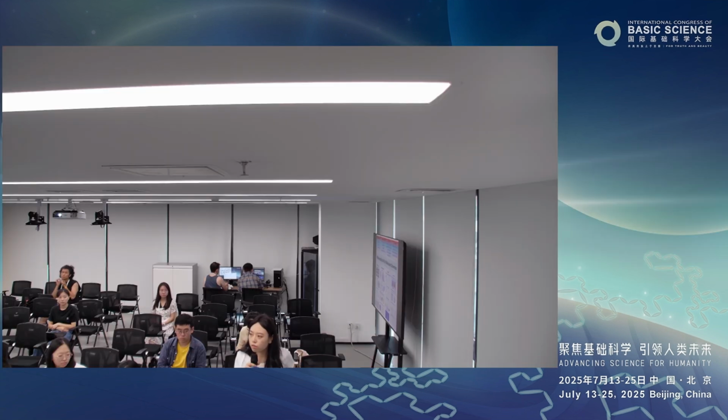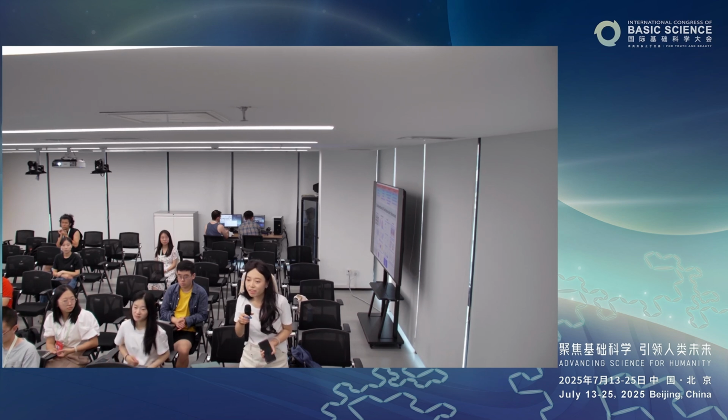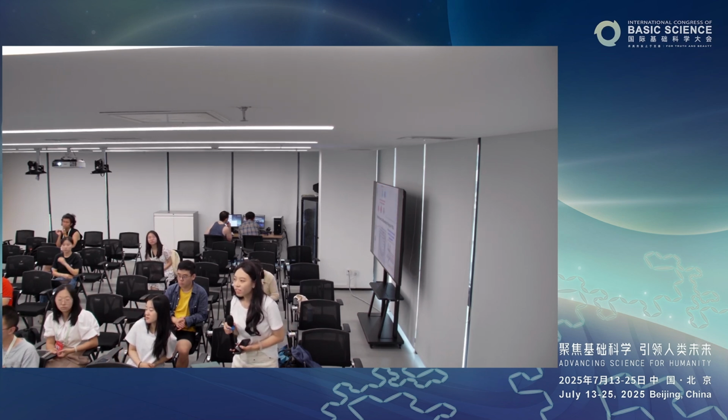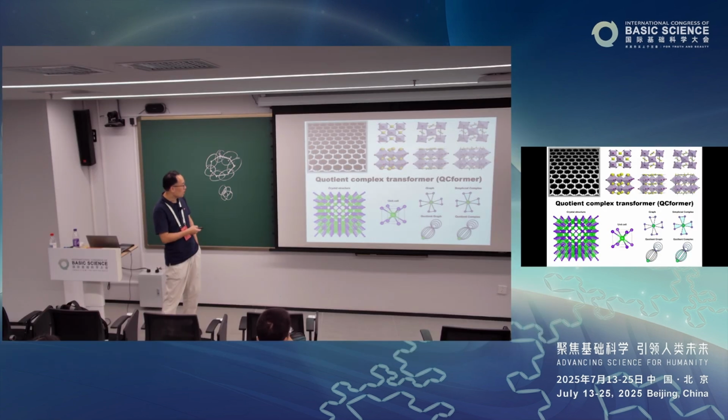Question. So in quotient complex, how can I find the items that should be quotient? Based on data? Yes. So that's a good question. So essentially, in the quotient complex, the reason we want to use quotient is to represent the periodical information.